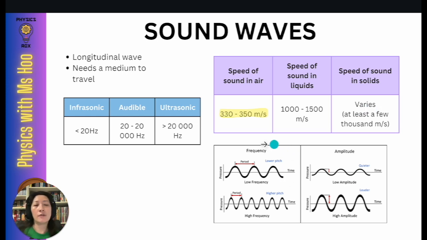You should also know that frequency affects pitch. The lower the frequency, the lower the pitch. The higher the frequency, the higher the pitch. Amplitude affects loudness. So a low amplitude is softer, whereas a higher amplitude is louder.